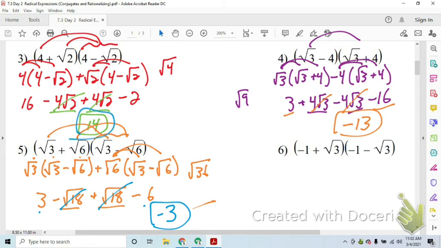We always get these solutions that don't have roots because we're multiplying conjugates. Conjugates, once again, same first term, same second term, different symbol in the middle.